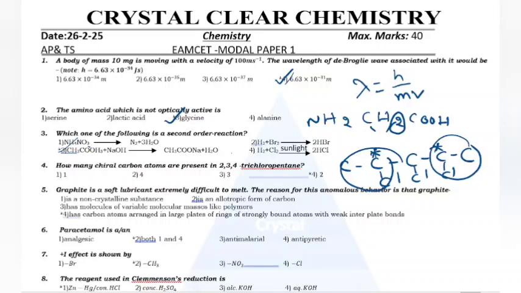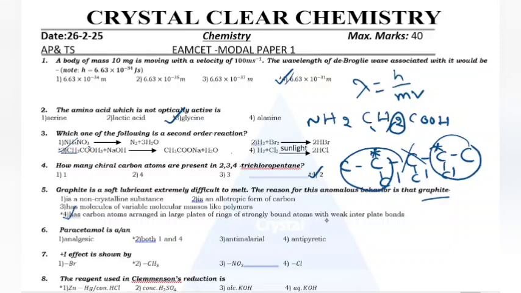Next one. Graphite is a soft lubricant, yet extremely difficult to melt. The reason for this anomalous behavior is graphite has a layer structure, and those layers are held together by weak van der Waals forces of attraction. As it is soft and lubricant in nature, yet it is difficult to melt. The appropriate answer will be the fourth one because graphite has carbon atoms arranged in large sheets of rings of strongly bonded atoms with weak interplate bonds.